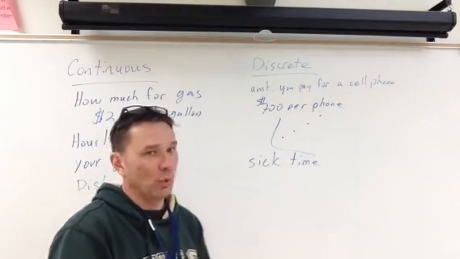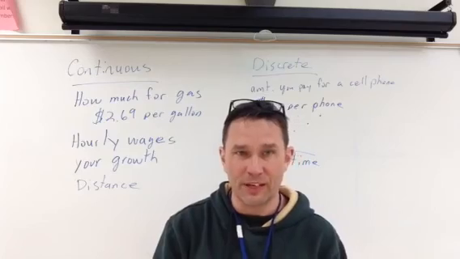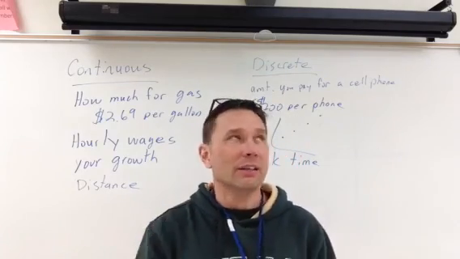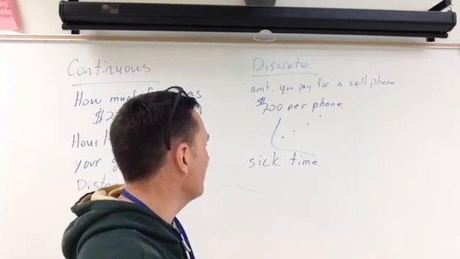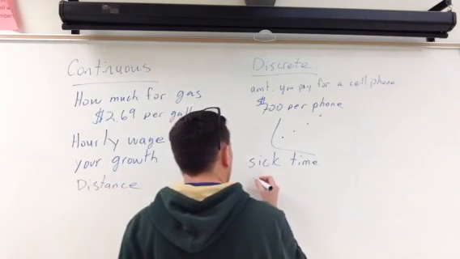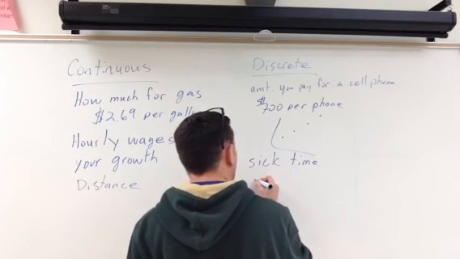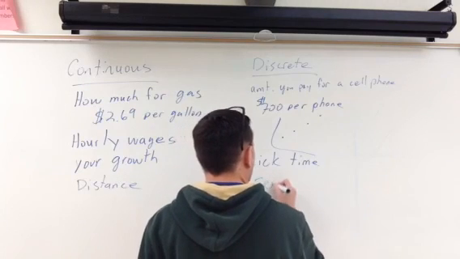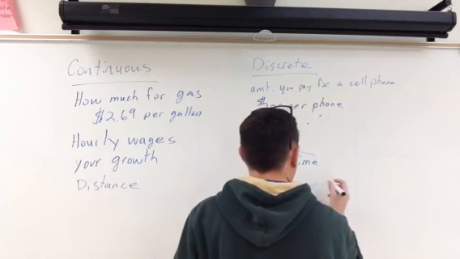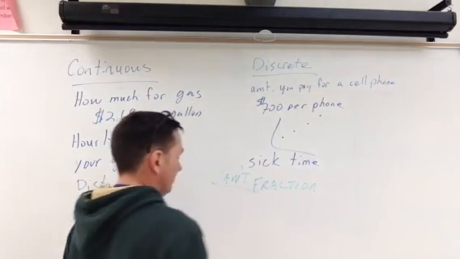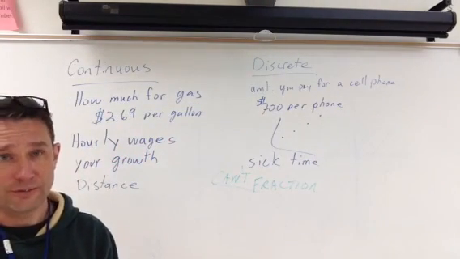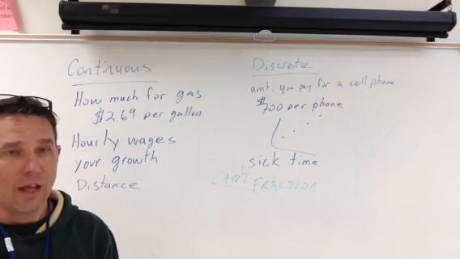So over the next couple of days, I'll be giving you some more examples of this. But think about the difference: can you write this as a fraction? If you cannot write this as a fraction, or take a fraction of it, it is discrete. See you next time.